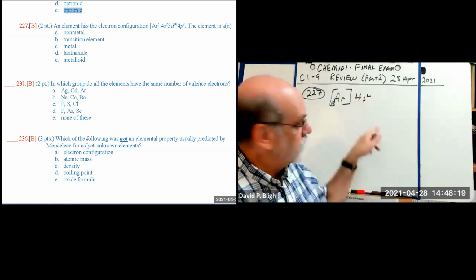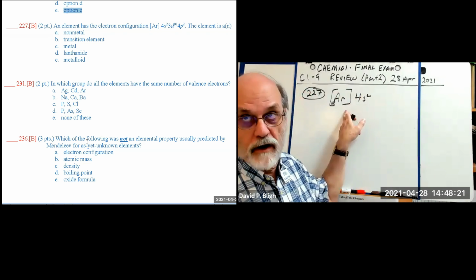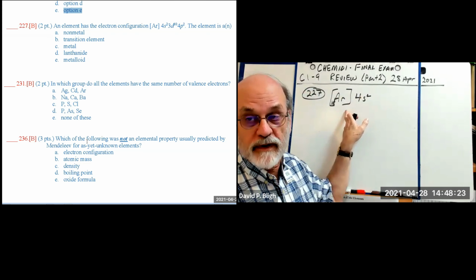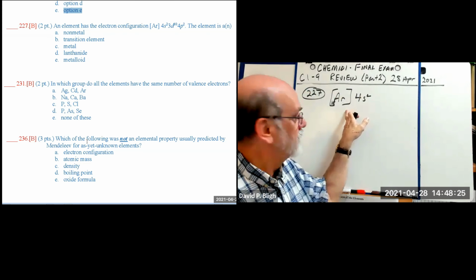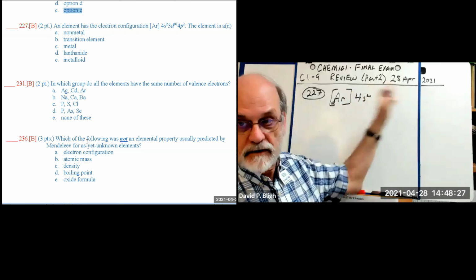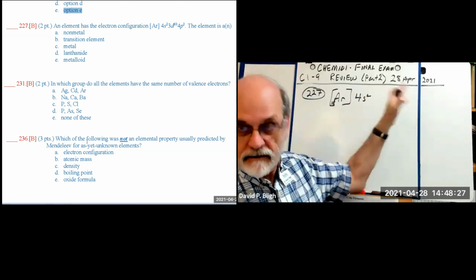Now where does this start? This starts just past argon, right? So that would be potassium. Potassium, calcium, as we add electrons. And we have 3d10, and 4p2.